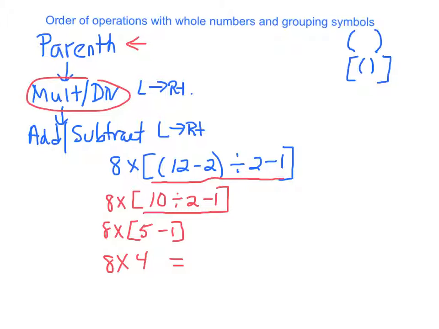Now I have one last operation to do. It's multiplication, and 8 times 4 gives me 32.